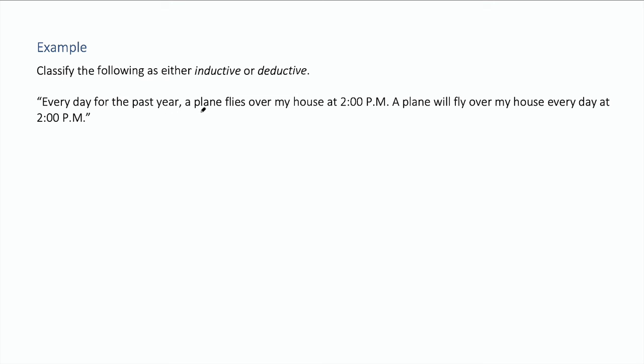Every day for the past year, a plane flies over my house at 2 p.m. A plane will fly over my house every day at 2 p.m. So here we have the premise, okay, is that every day for the past year, a plane flies over my house at 2 p.m. Okay? And then our conclusion is that this will happen every day, okay, with no time constraint on it, meaning it's going to happen forever.